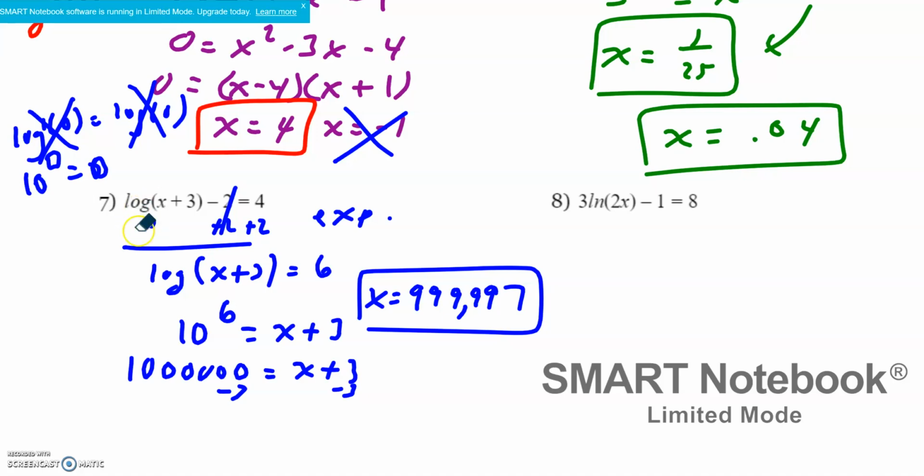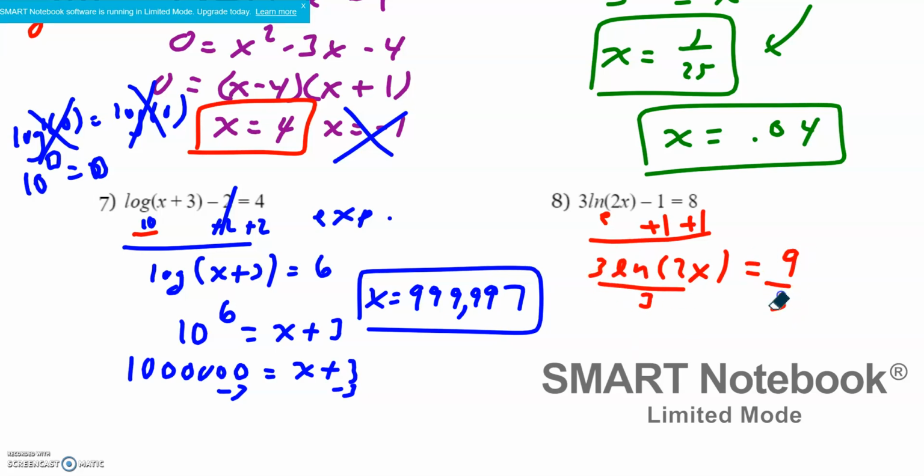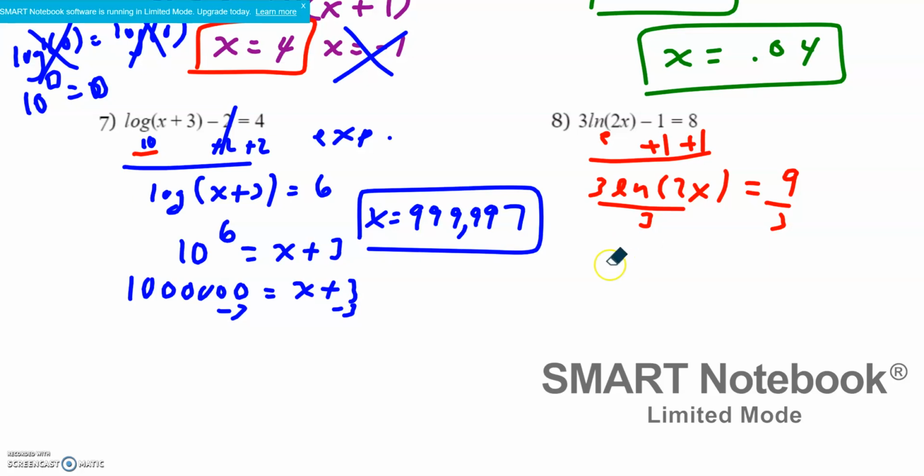Lastly, number 8, which I would say is similar to 7. This one I put here because I wanted you to remember that you're assuming base 10. If you see ln, you're assuming base e. First thing I would suggest, though, is getting the log or the log base e or ln by itself. So I would add the 1 first. So you'd have 3 ln of 2x equals 9. Then I would continue to isolate the log. I would divide both sides by 3 and get ln of 2x equals 3.